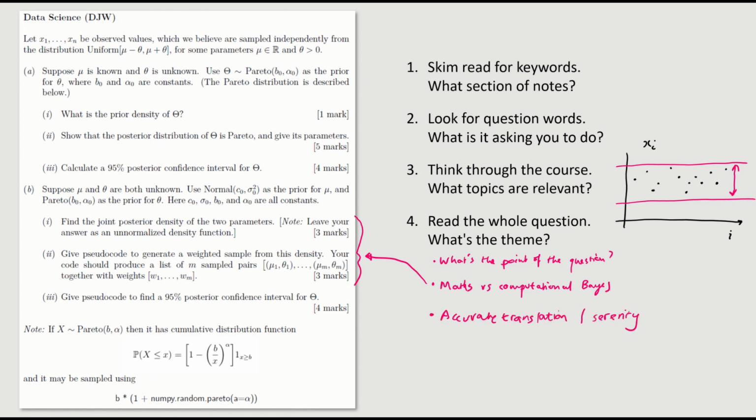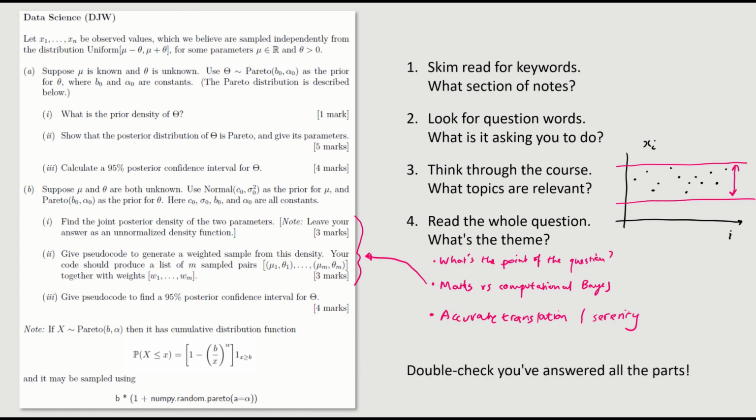Another point, I'll call it accurate translation or serenity. There's actually been very little creative thought needed in this question about novel ways to solve things. The bulk of this question has just been, here's a procedure from notes, here's the specific question we're tackling. They use different notation, sometimes confusingly they use the same symbol, but they're talking about different things. Can you translate accurately? If the examiner thinks that you've just been copying formulae without thinking about them, they'll be very unhappy.